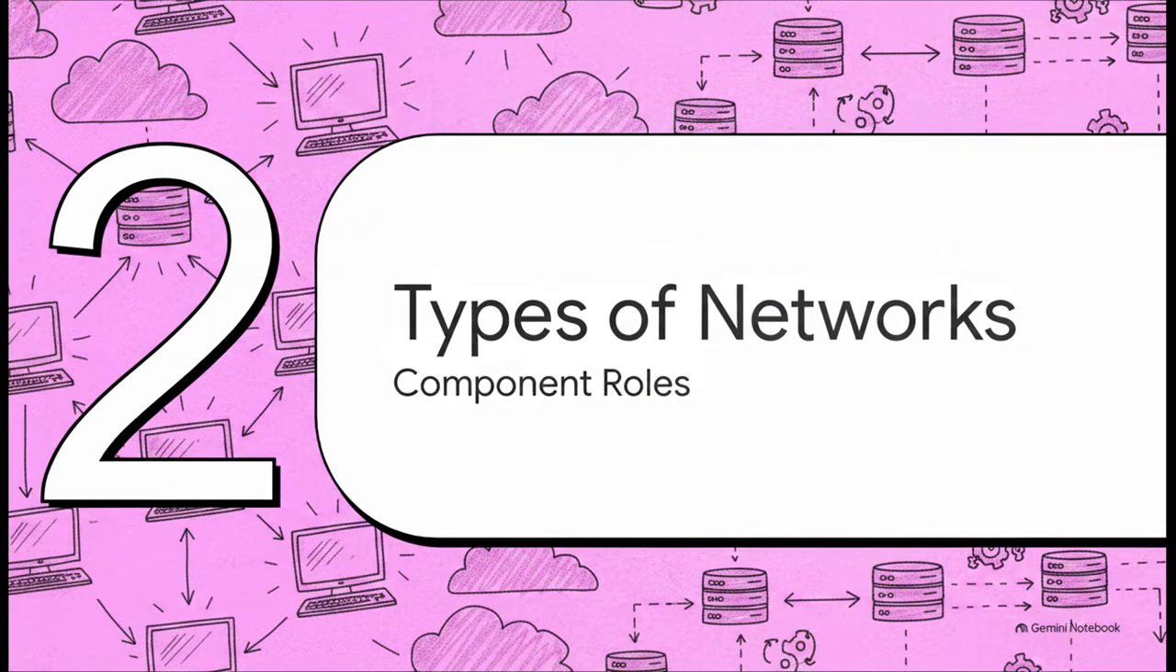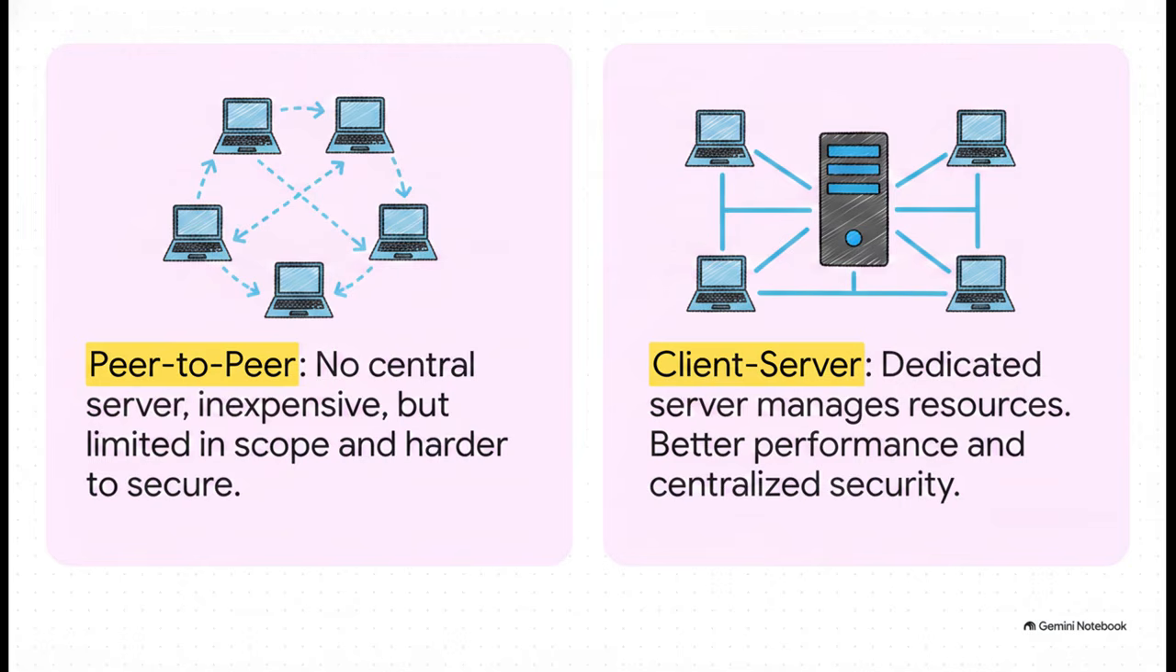Moving right along to part 2, types of networks. Now that we know what a network is, how do we organize who does what? Based on the roles these devices play, we primarily see 2 different setups. First up is peer-to-peer, or P2P.